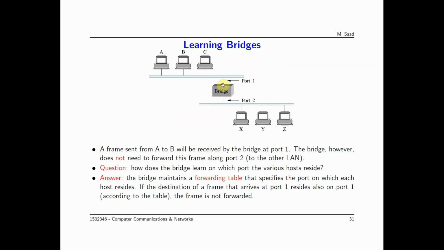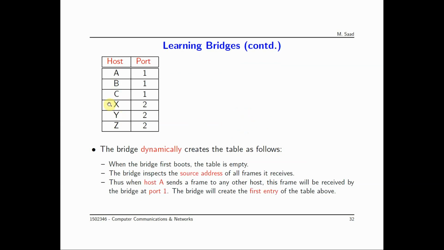But before forwarding, the bridge will also look at the source address in the frame header. So if a frame has just arrived from here, it will look at the source address. It will find that the source is X. By doing that, the bridge will create this entry here: X is connected to port 2.